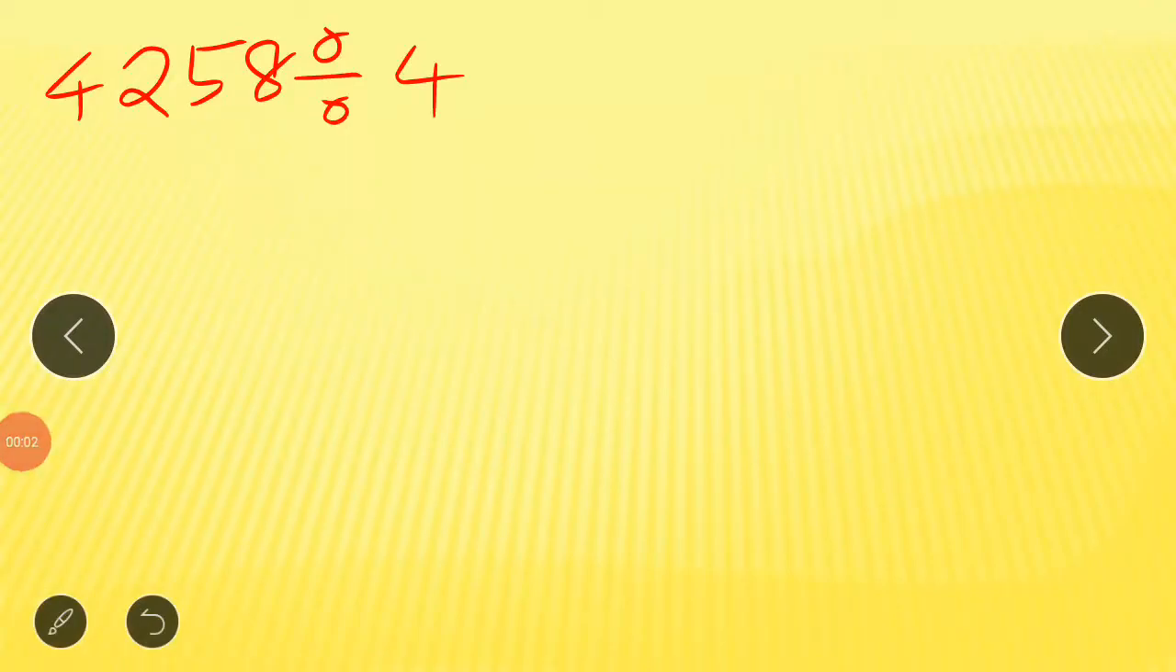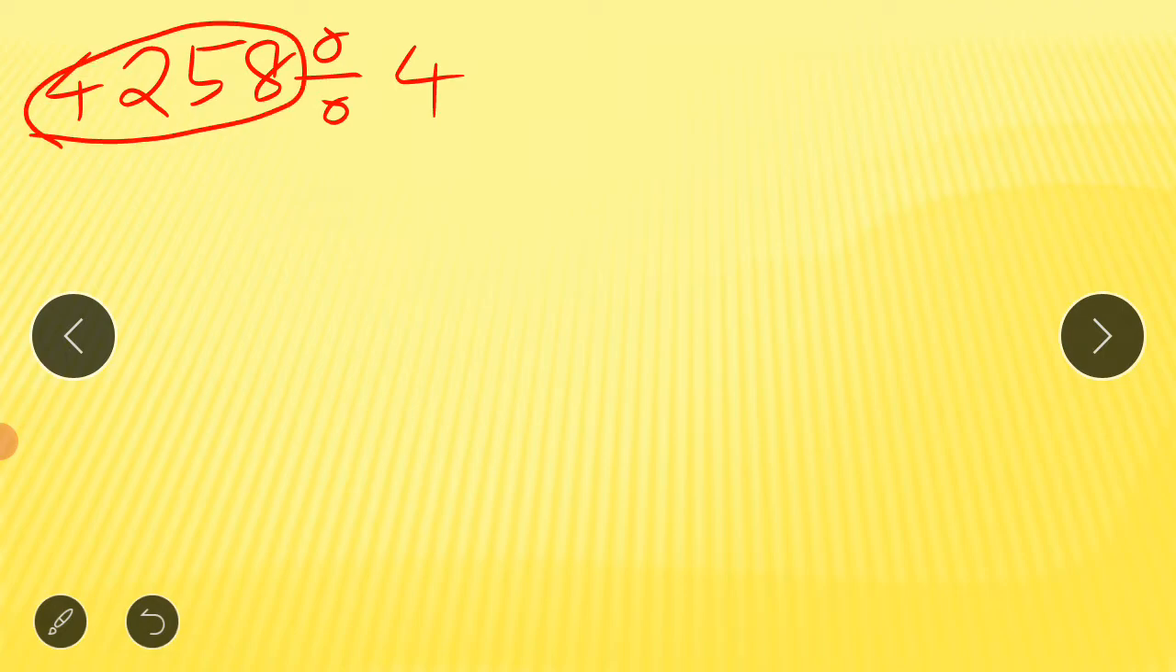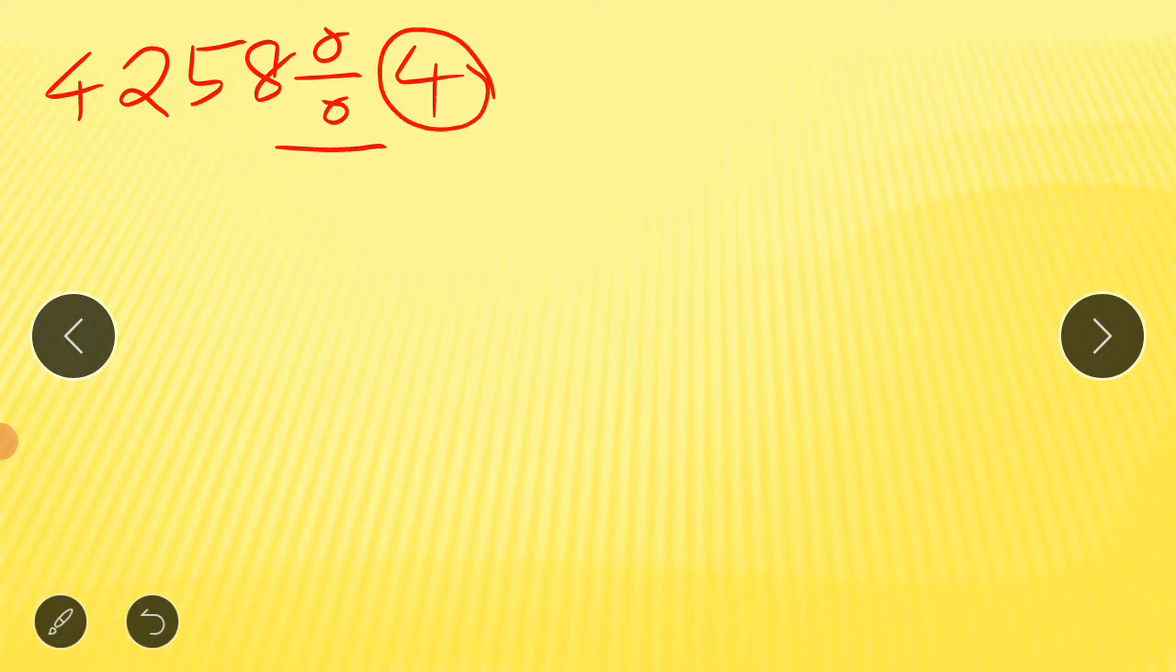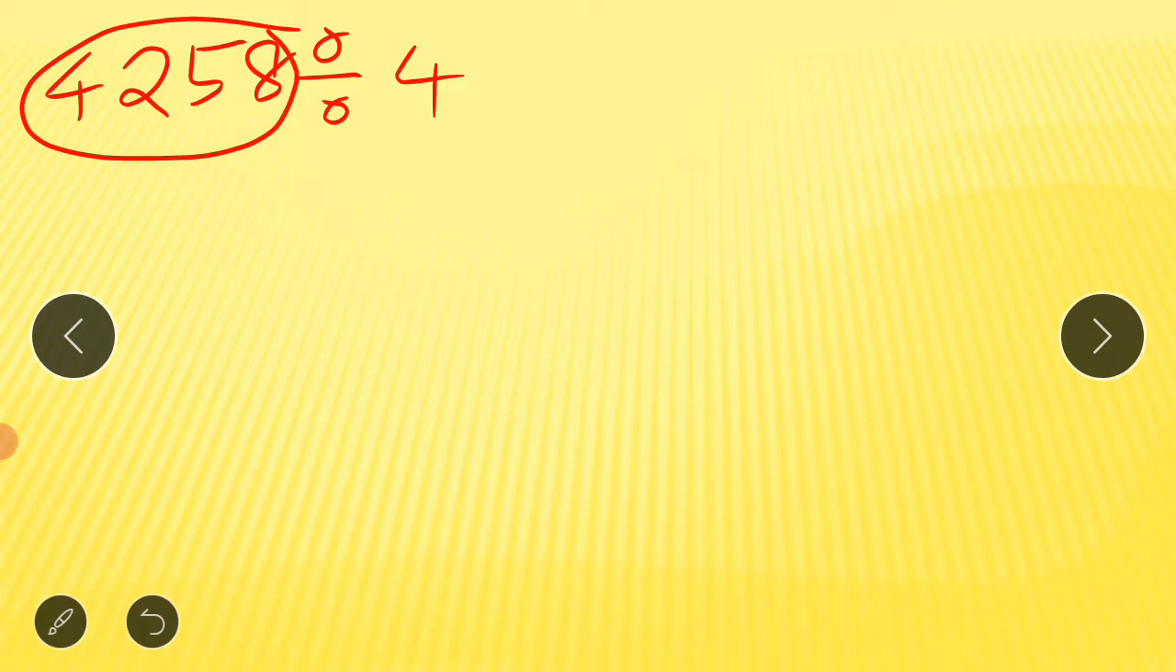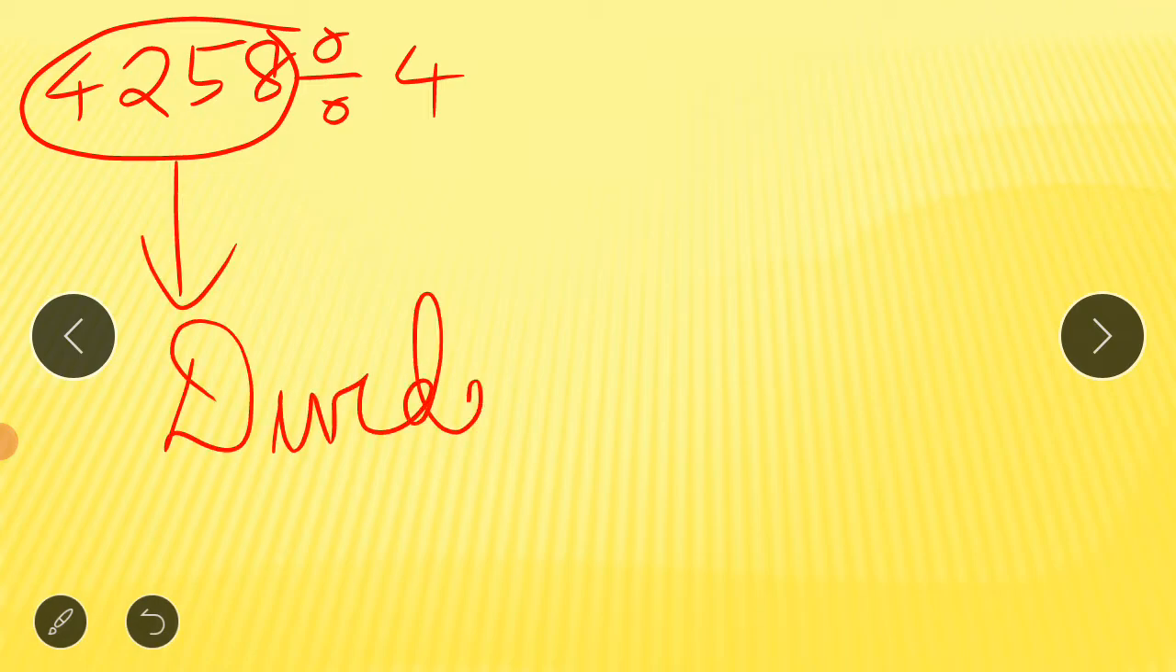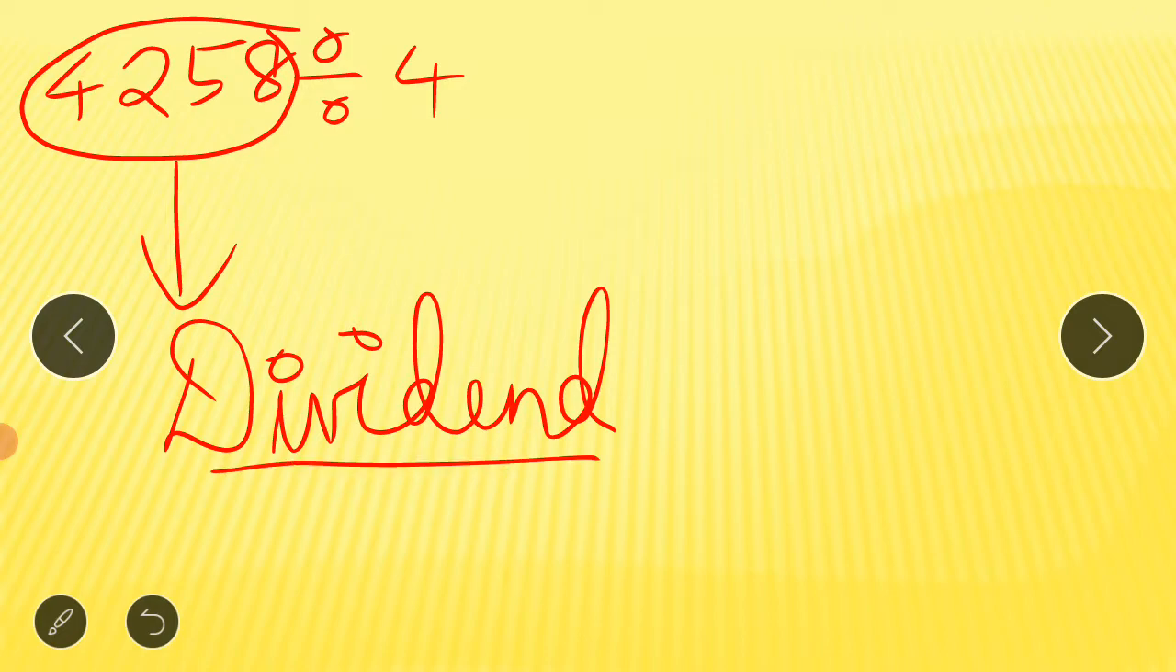Hello students, in this video we are going to learn about long division. 4258 is going to be divided by 4. That is, you have 4258 rupees with you, which is called dividend, D-I-V-I-D-E-N-D. The amount which you have in your hand is called dividend.